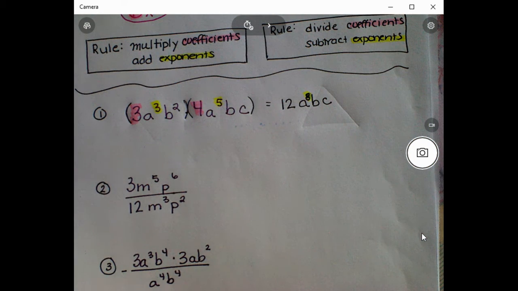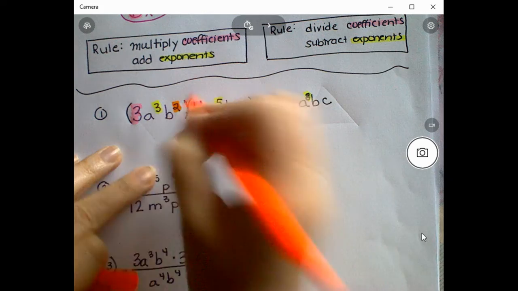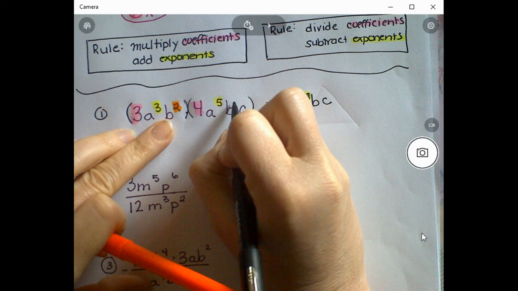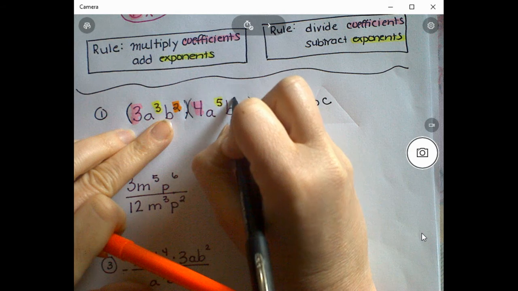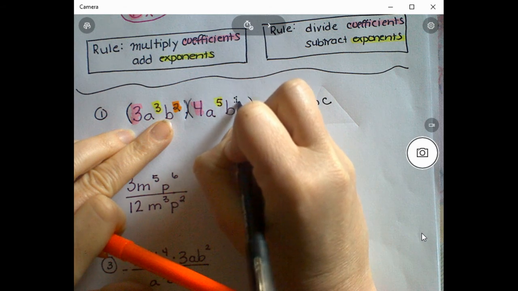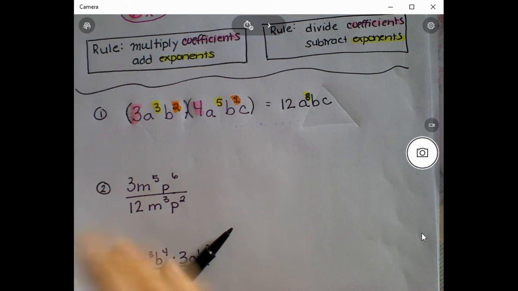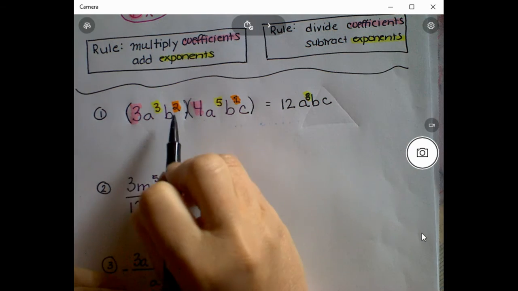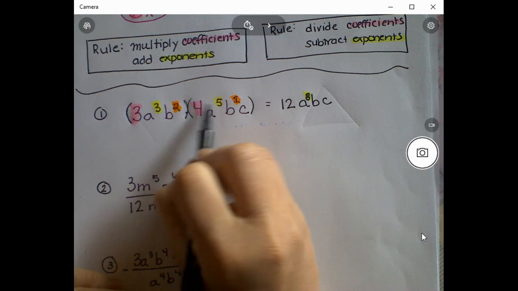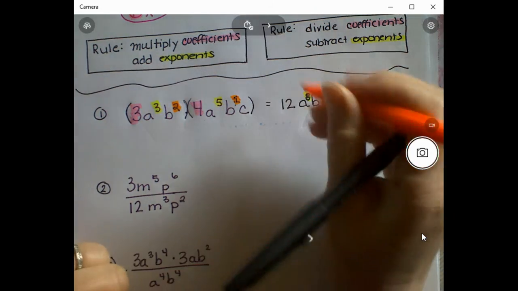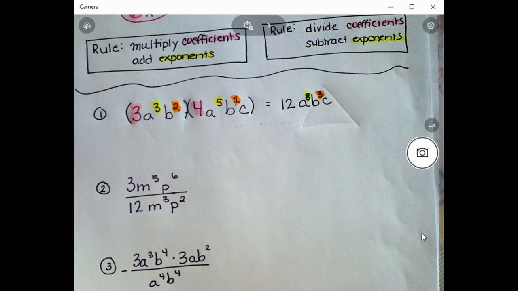Then we need to look at the B exponent. So here, the B is squared. There are 2 of those. And here, the B does not have an exponent. Again, that is called implied. There's an implied 1 right there. The rule for multiplying is that you add exponents. So 2 plus 1 is 3. So the exponent of B is 3.